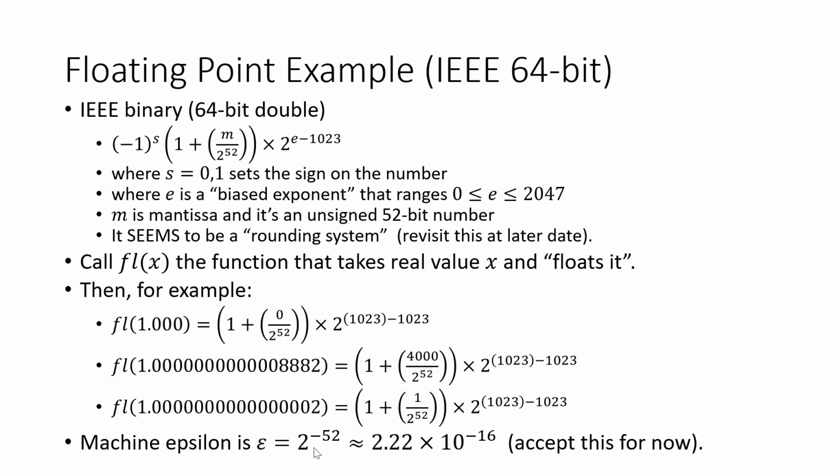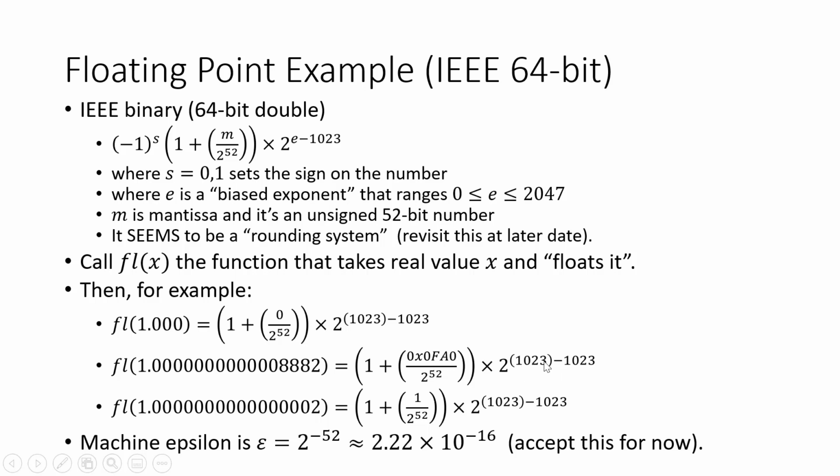So for the machine epsilon, I'm going to say accept what MATLAB is showing you as 2 to the minus 52. We're going to accept this for now, and we're going to come back and hopefully one day resolve the rounding system versus this machine epsilon. But as I say, for now, let's accept that.